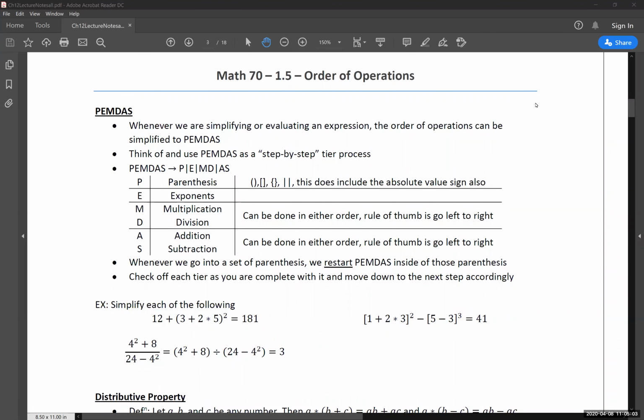Okay, so we are going to be working with chapter 1.5, or section 1.5 really, which is working with the order of operations. And I think this is arguably one of the most important sections that we are going to be covering throughout the entire quarter, because the order of operations is going to be relevant in this course, it's going to be relevant in your next course, and all of your future courses that you're going to be taking.